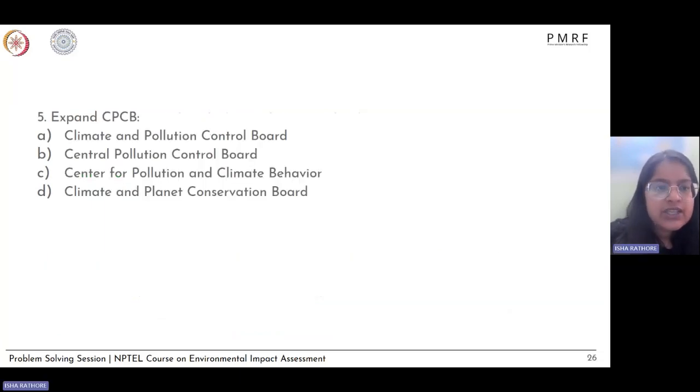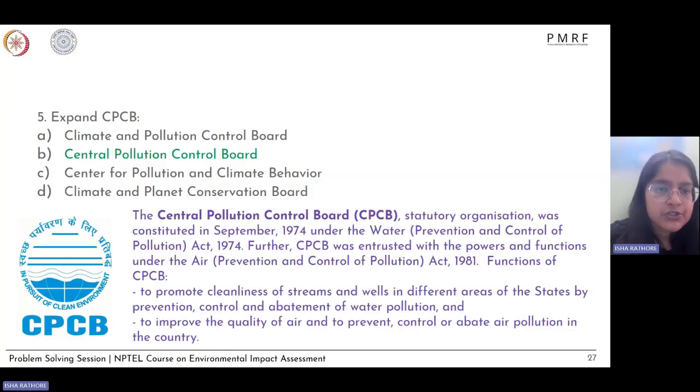Moving on to the next question, expand CPCB. So this is again a question on abbreviations. The options are A, Climate and Pollution Control Board, B, Central Pollution Control Board, C, Center for Pollution and Climate Behavior, or D, Climate and Planet Conservation Board. Okay, so the correct full form for CPCB is B, that is Central Pollution Control Board.